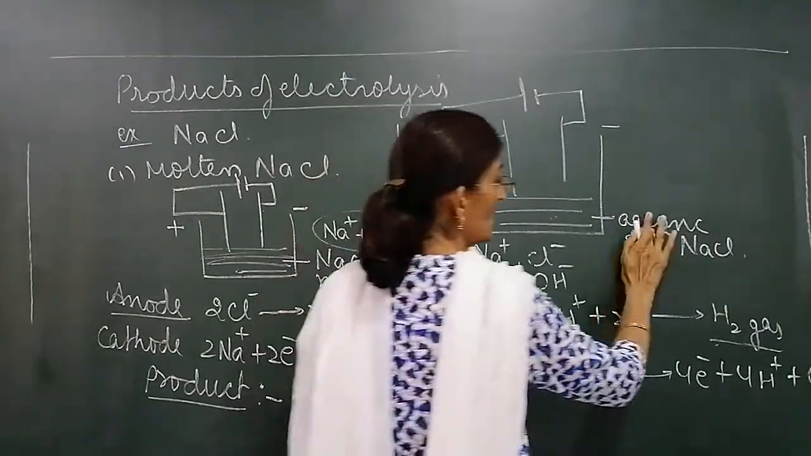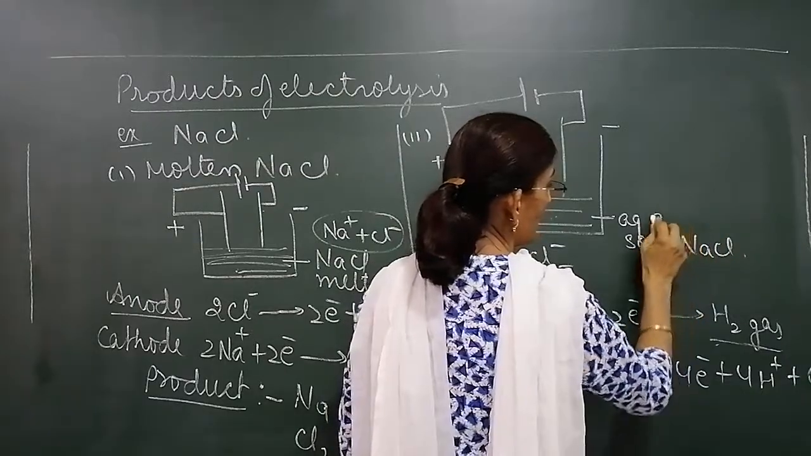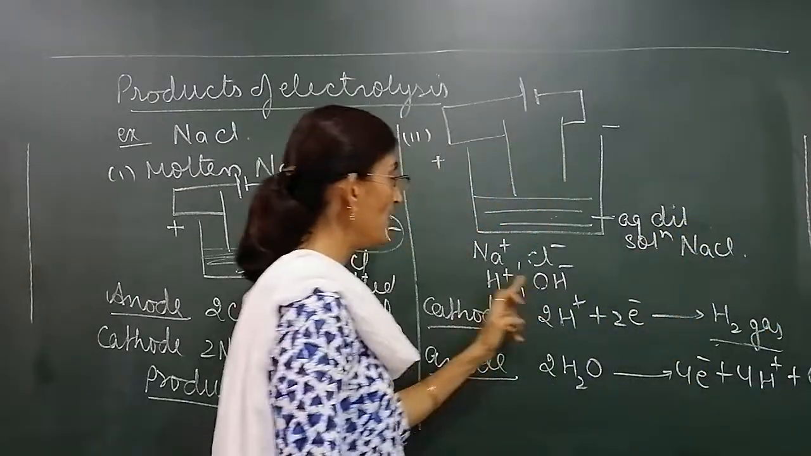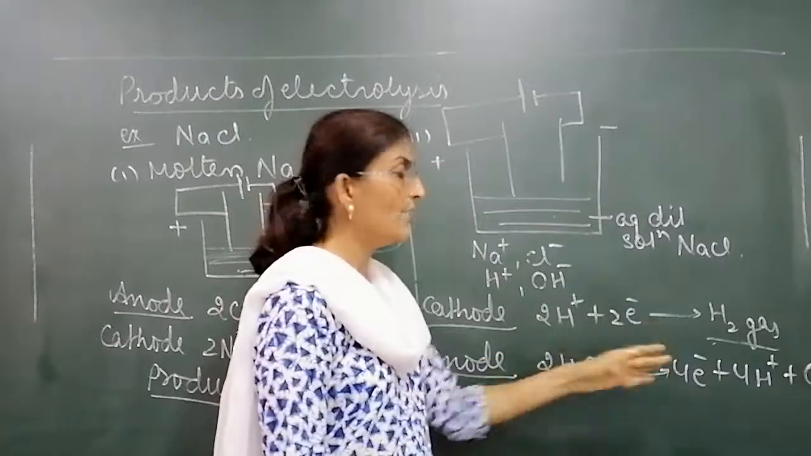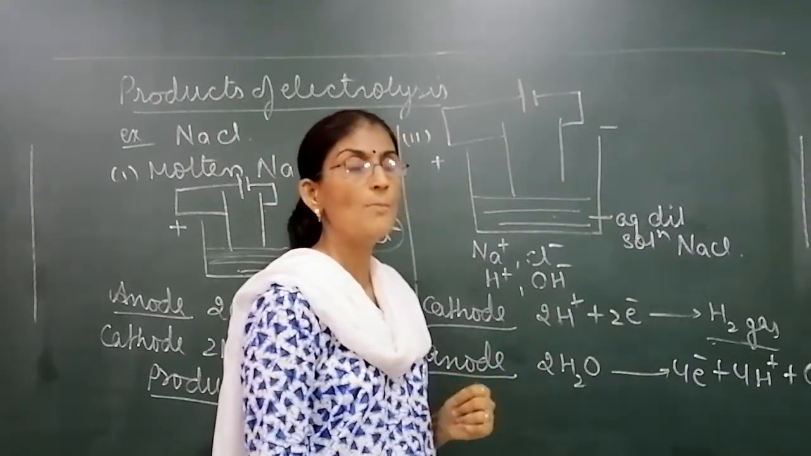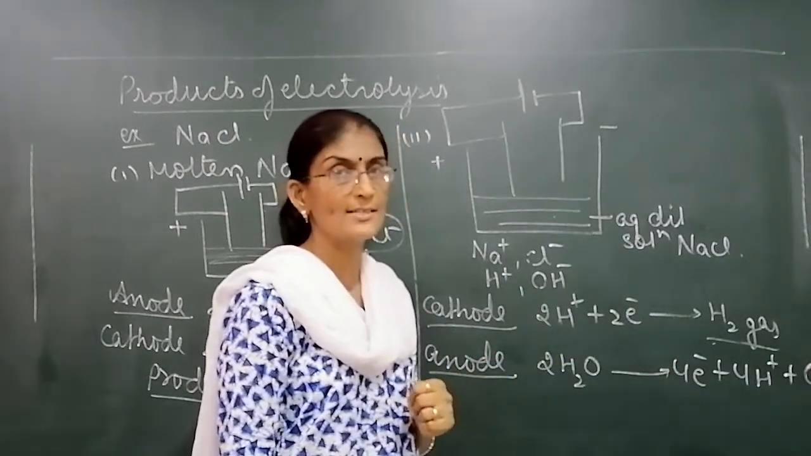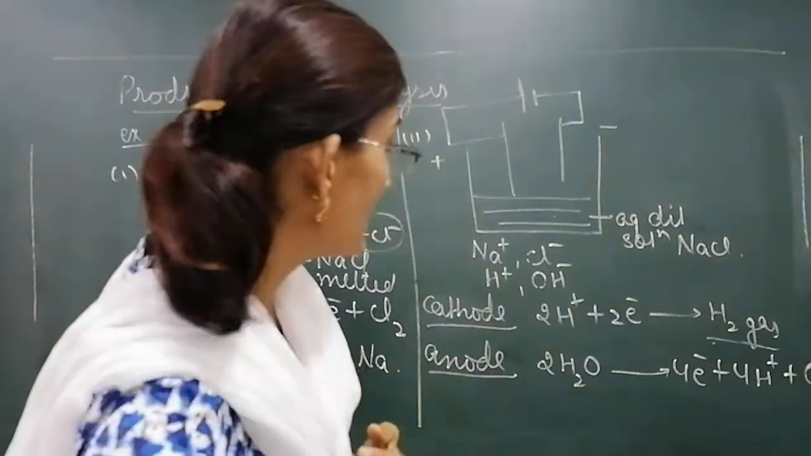We have to take dilute solution, aqueous dilute solution. Concentration of H plus and OH minus is more, so they will move towards respective electrode and form hydrogen and oxygen gas. Clear?